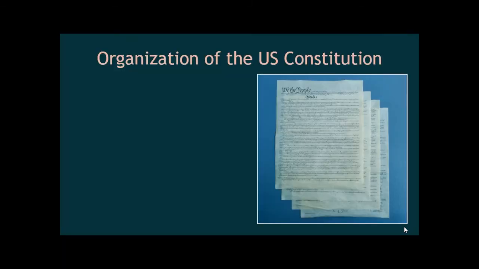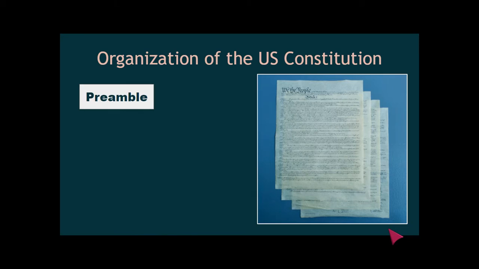So we're going to begin by looking at how the Constitution is organized. What you see here is a photograph of a copy of the Constitution. You'll see that it is 4 pages long and it's handwritten because remember, back when it was first created in the 1700s, they didn't have computers or printers or typewriters, so they had to handwrite it.